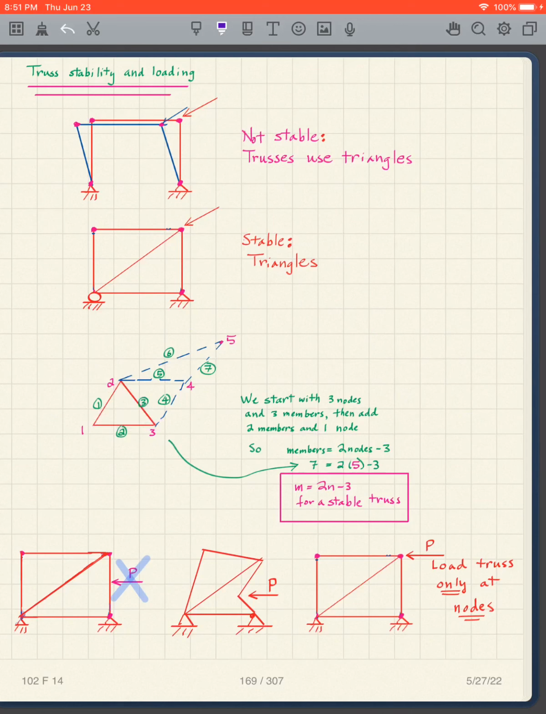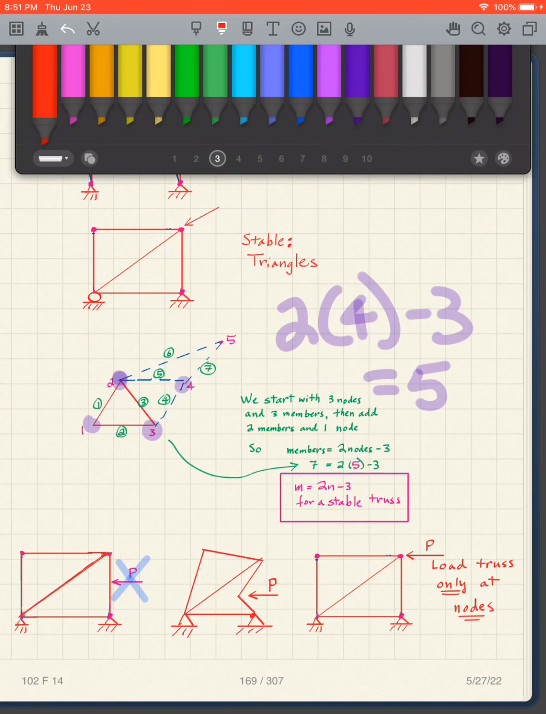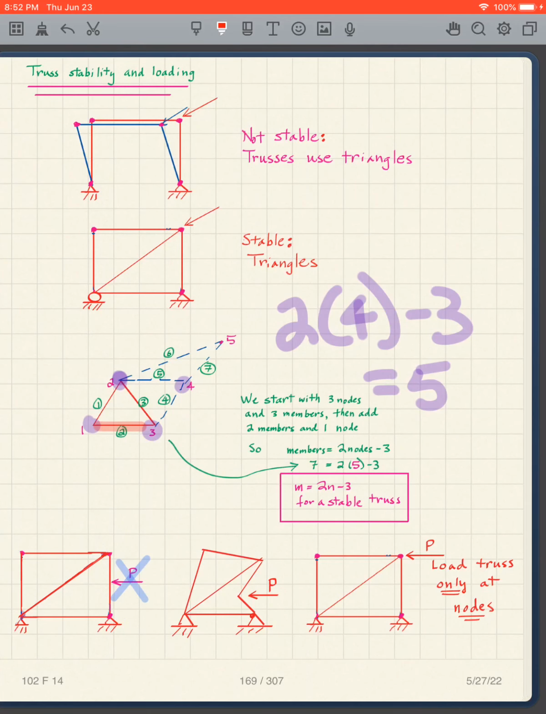I can create another truss that we know is stable by just adding another triangle to it. Now how many nodes do I have? I now have 1, 2, 3, 4 nodes. So I have 2 times 4 minus 3. That's 8 minus 3, which is 5. How many members do I have? 1, 2, 3, 4, 5. So that's correct.